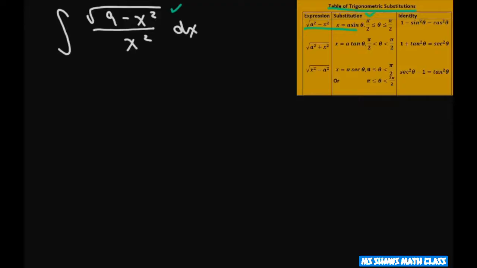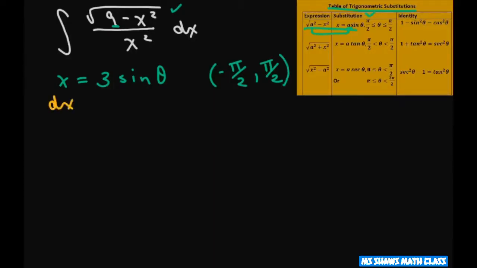We're going to let x equal 3 sine of theta, because all I'm doing is taking my a and square rooting it. So my a here is 9. And that interval is restricted to negative pi over 2 and pi over 2. So that means quadrants 1 and 4. All right, so our dx is going to be 3 cosine of theta d theta.